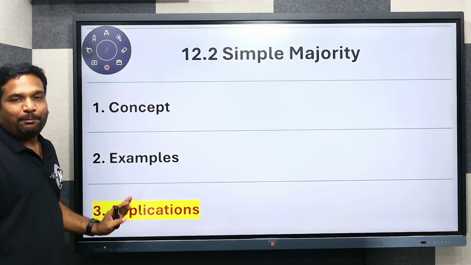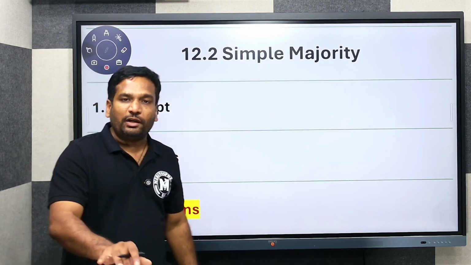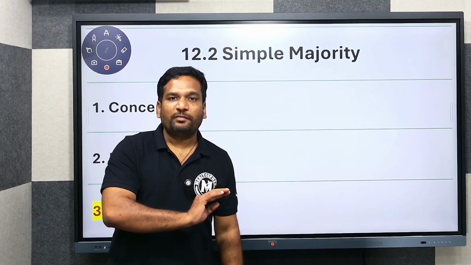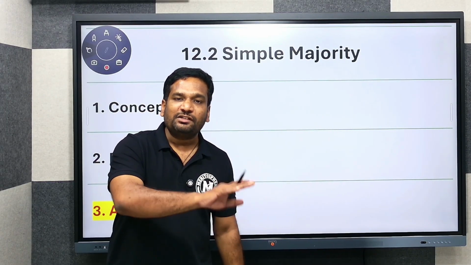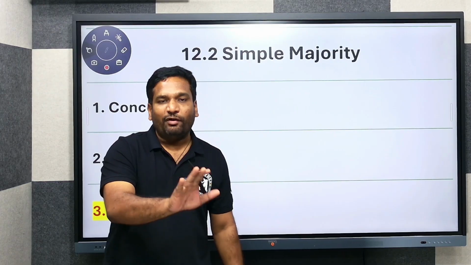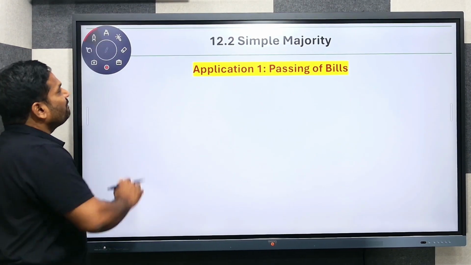Now we are getting into the applications of simple majority. Out of all the majorities, we are going to have more applications in the simple majority only. Because of such reason, it is known as the functional majority or working majority, and also default majority. So application 1, passing of bills.